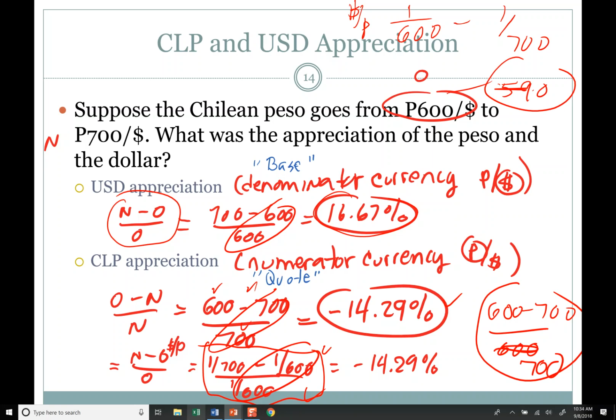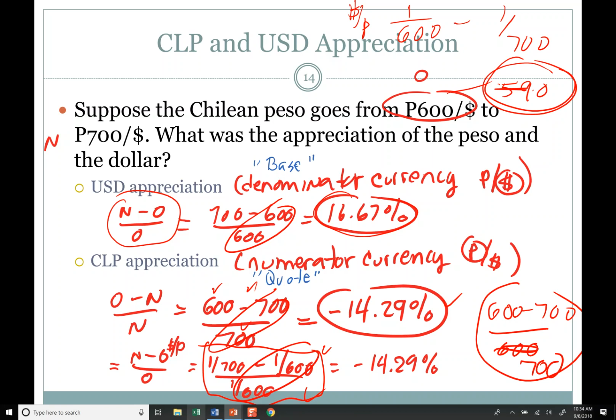I would just plug in 590s to all these. I would replace 700s with all the 590s. So it would be 600 minus... Yeah, then you will get a positive number, and that will say that the peso is appreciating, which it is. Going from 600 to 590 is an appreciation of the peso.